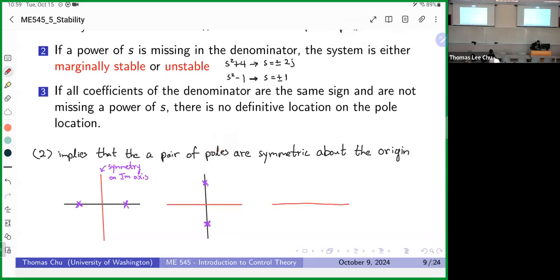And I don't remember what the word is called. It's called quadrantal or something. I don't remember the term for it, but basically you have symmetry about the real and imaginary axis where you have this. So symmetry on the real axis. And then you have symmetry on the real and imaginary axis.